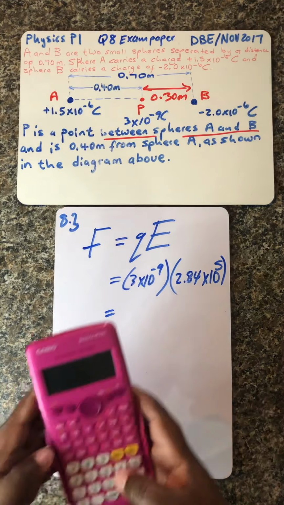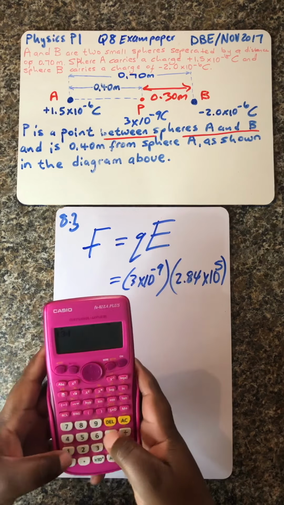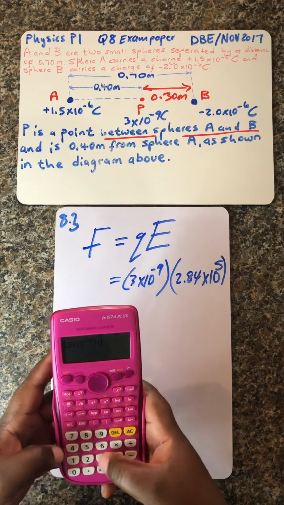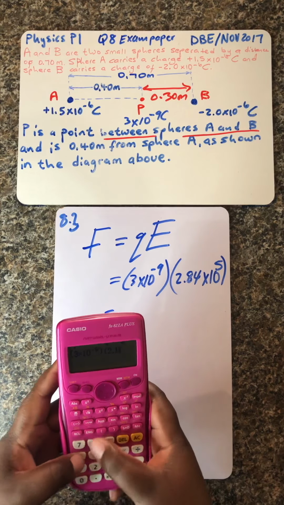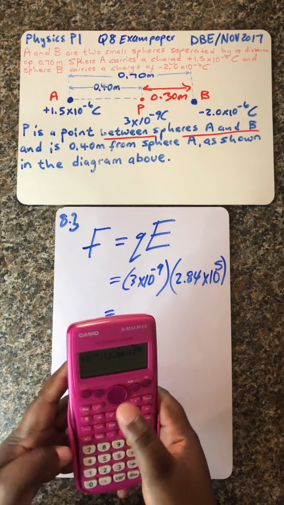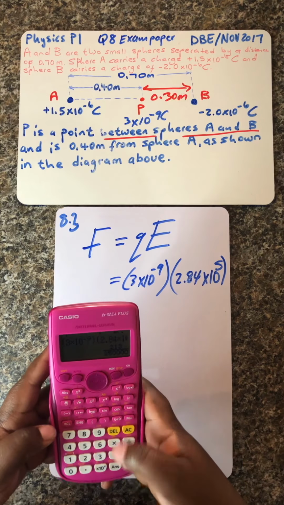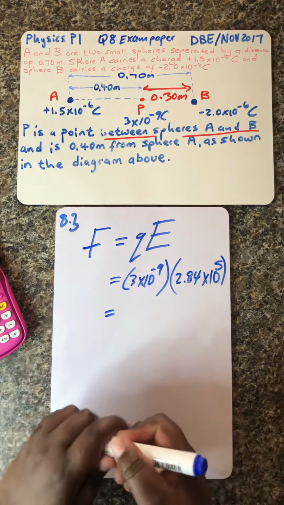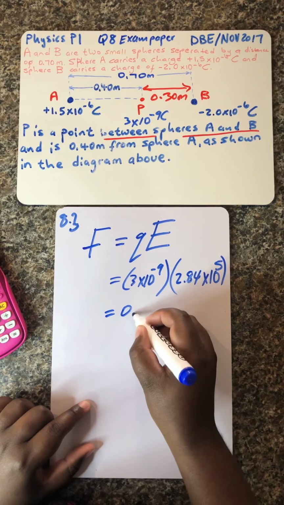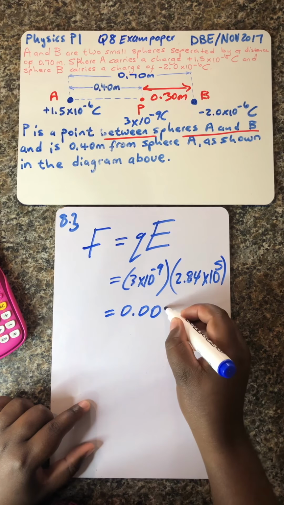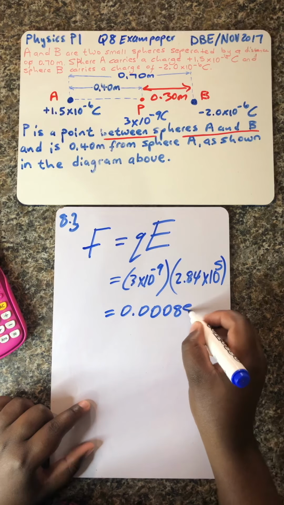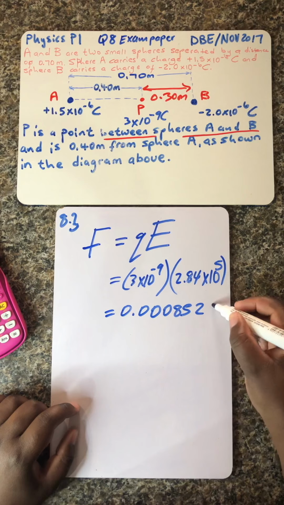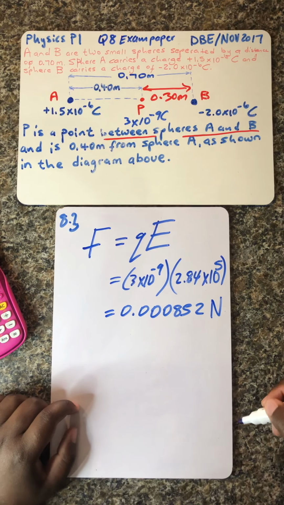Let's see. Open bracket 3 by 10 to the exponent negative 9, you close, you open 2.84 times 10 to the exponent 5. And then you get this as your answer. I'm not sure if you're getting the same decimal. It's 0.0000852. Okay, so remember, this is the force, so it's calculated in newtons.